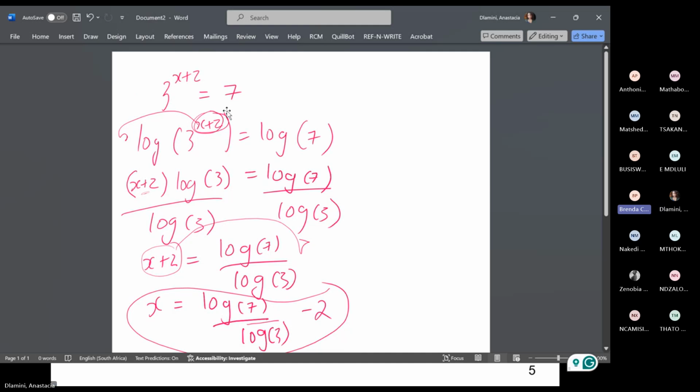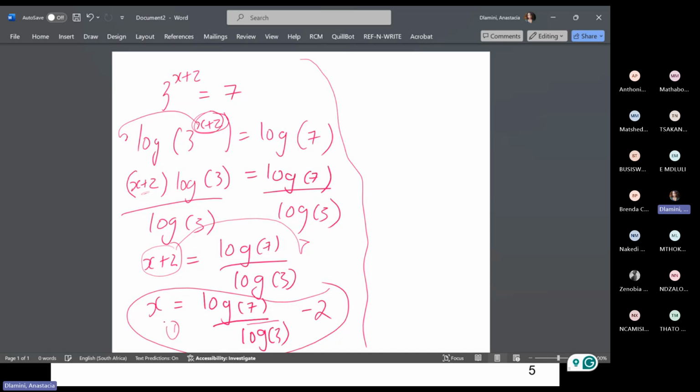Ma'am, you said the exam is going to be multiple choice, right? Yes. So, just for argument's sake, log 7 over log 3. Can I say log 7 minus log 3 in parentheses, minus 2? Will I still be correct? It will depend on what I gave you. So I can give you something like this.